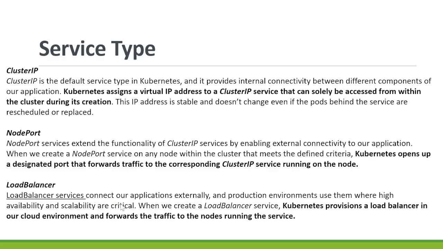Next one is LoadBalancer. A LoadBalancer service connects our application externally, and production environments use it where high availability and scalability are critical. When we create a LoadBalancer service, Kubernetes provisions a load balancer in our cloud environment and forwards the traffic to the nodes running the service. So this is mainly for production environments where there are different loads at peak time that we have to manage. These are basically the three types of services which we normally use.